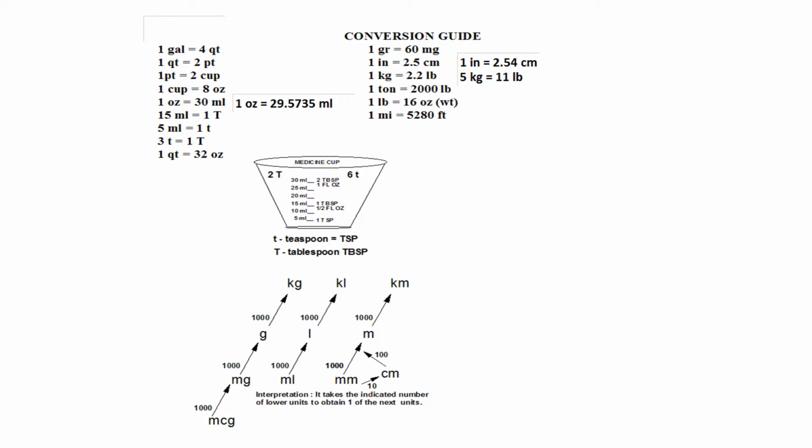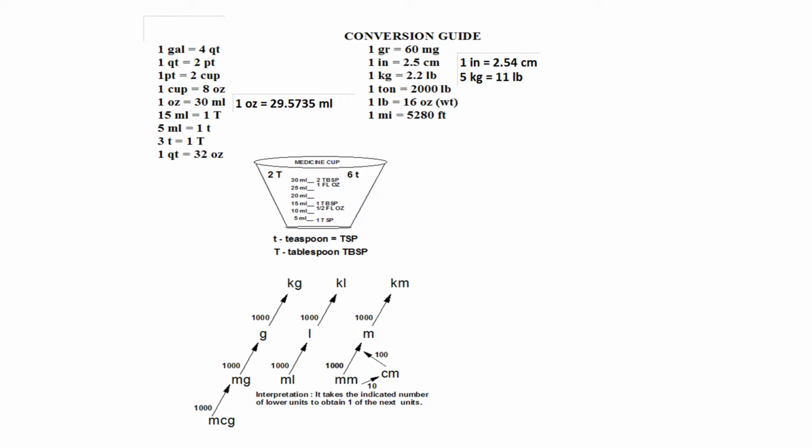Now, 15 milliliters is equal to 1 big T. That stands for tablespoon. And 5 milliliters is equal to 1 teaspoon, little t. And we can see 3 times 5 is 15, so 3 little t's equal 1 big T.